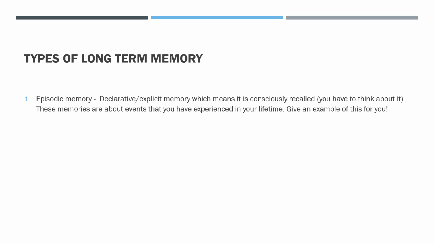I have to consciously think about that. I can't just say it, my memory has to search for it. So that is all declarative or explicit means. Let's try and think of an example that's specific to you to help you remember this.